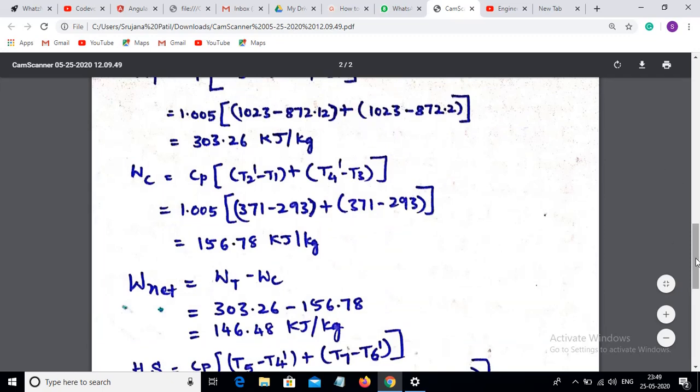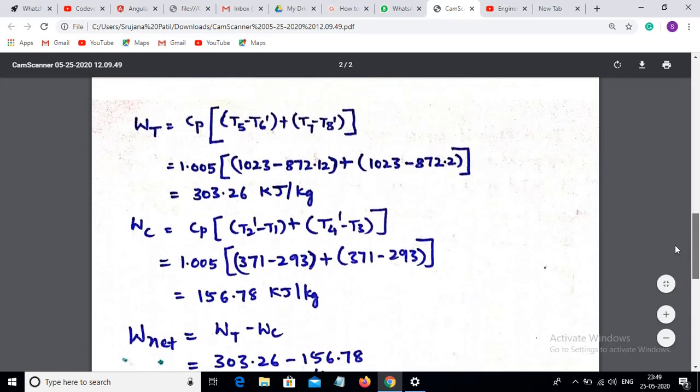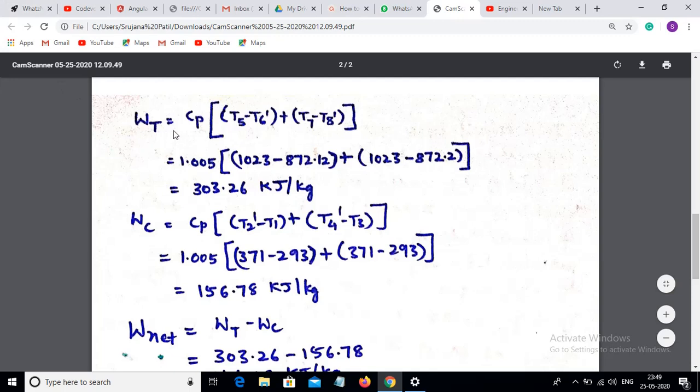Now you know that turbine work is equal to Cp into, there are two turbines, (T5 minus T6 dash) plus (T7 minus T8 dash). All the values are substituted and we obtain 303.26 kilojoules per kg. And here compressor work, there are two compressors. So Cp into (T2 dash minus T1) plus (T4 dash minus T3). Substituting all the values, we obtain compressor work is 156.78 kilojoules per kg.